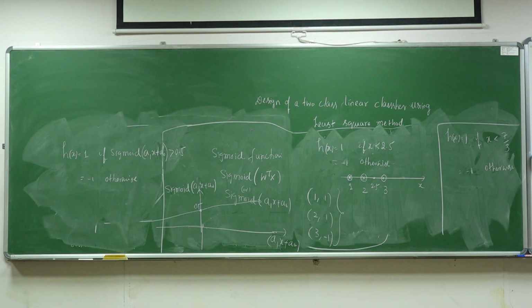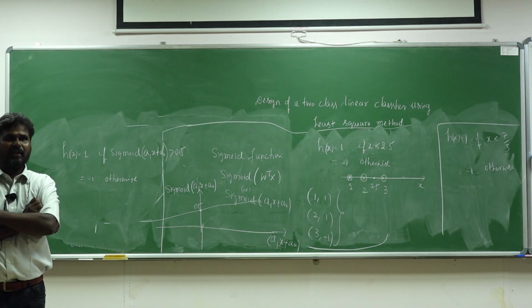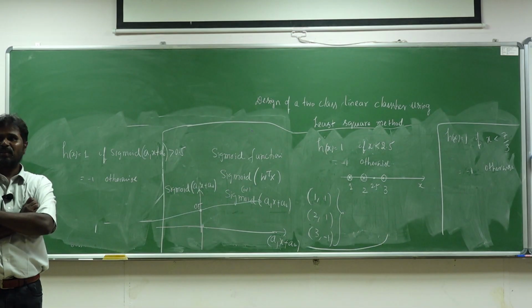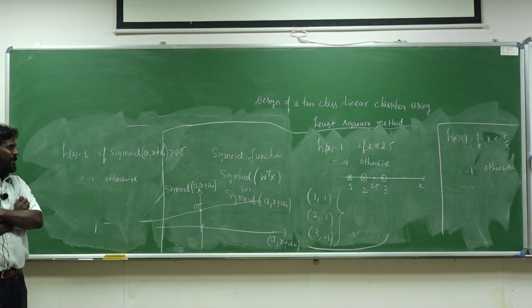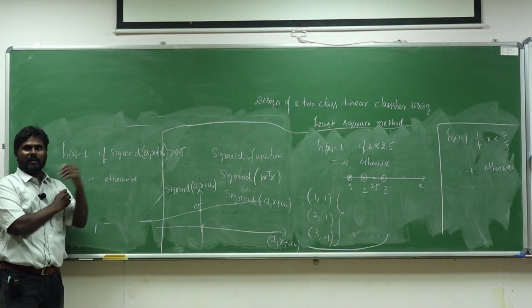So the sigmoid function more or less gives you the probabilities. It gives you values between 0 and 1. You know the probability values are always between 0 and 1. So it would give you the probabilities. Now you are looking at the probabilities and taking the decision.